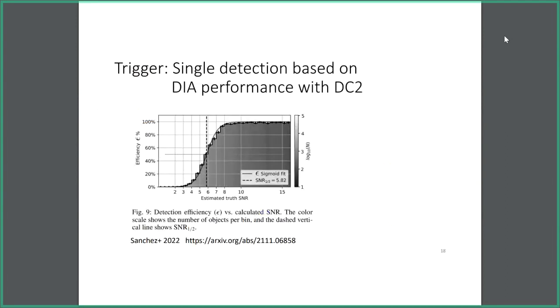So this is the trigger model. It's a single detection, and it's based on how DIA performed with DC2. So this is the efficiency for detecting as a function of signal to noise. And a good way to characterize it is at 50% efficiency, the signal to noise is 5.8. But it's not an exact step, it's a curve.